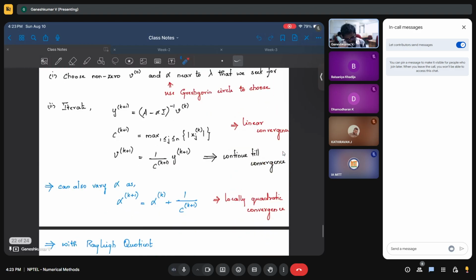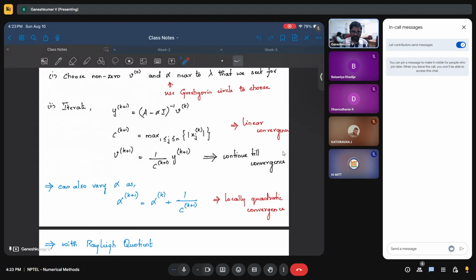So basically you now write the iteration function to be y_{k+1} equal to (A minus alpha I) inverse, where alpha is the initial guess value that you take. Okay, and you can see here it is an inverse. So either you can find the inverse, but finding the inverse is costly when you are going to a 100 cross 100 matrix, or a 1000 cross 1000 matrix.